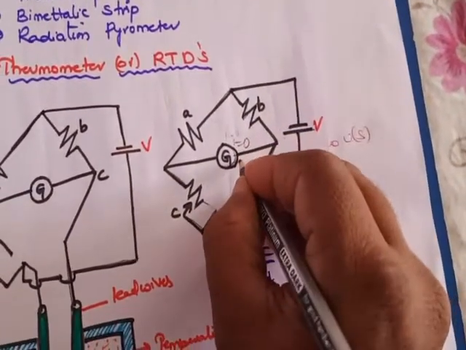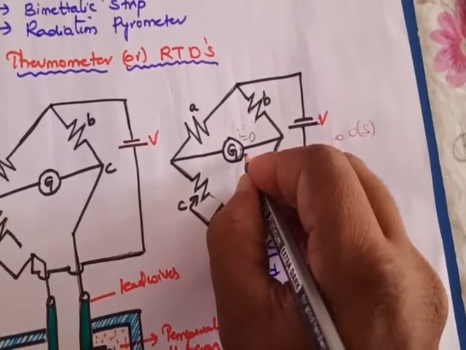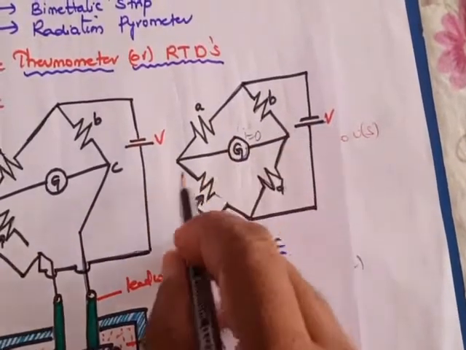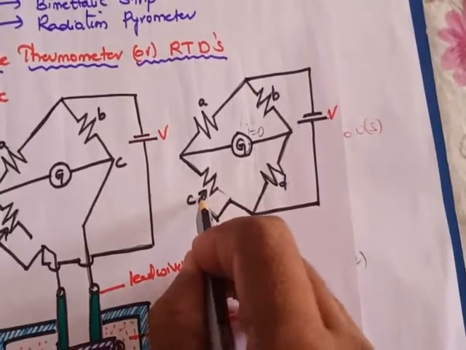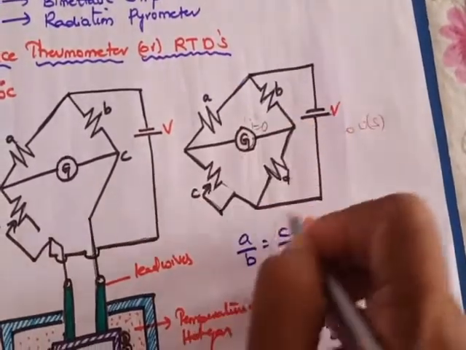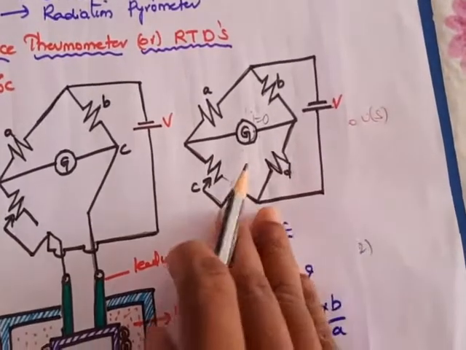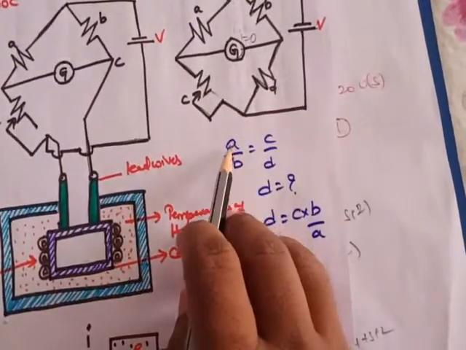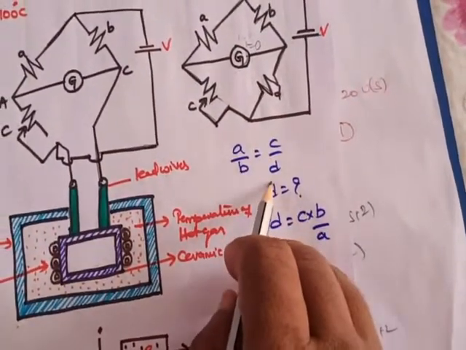In order to bring the bridge into balanced or null condition, you have to adjust the value of resistor C in such a way that the current shown in the galvanometer is zero. At that condition, the bridge is said to be balanced. So under balanced condition, we have the expression A by B equals C by D.